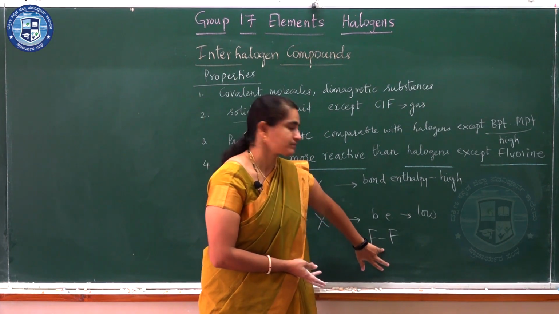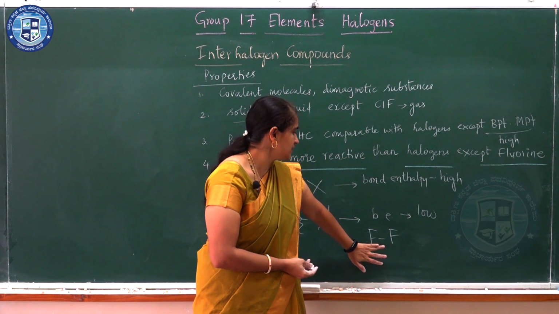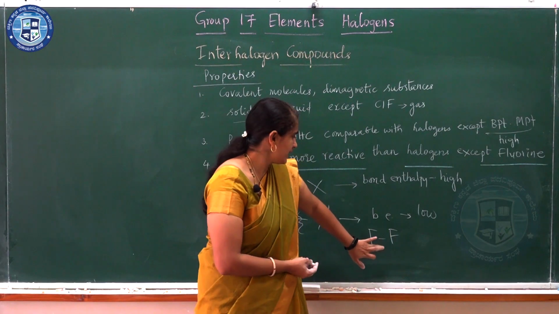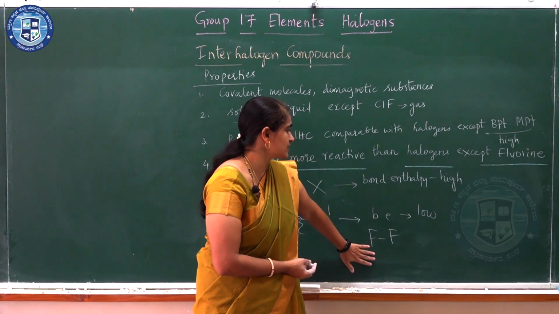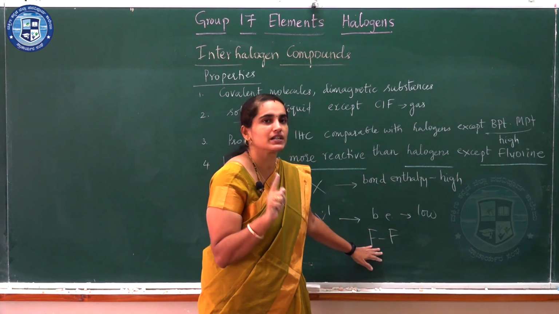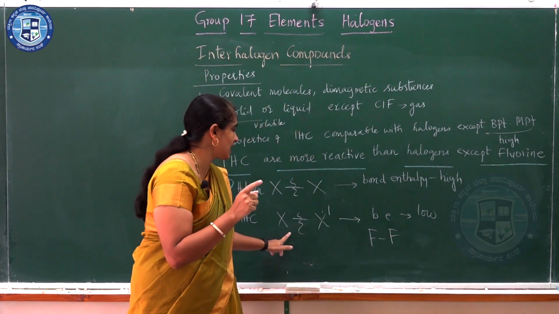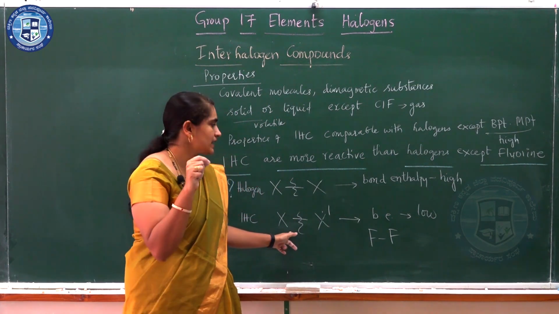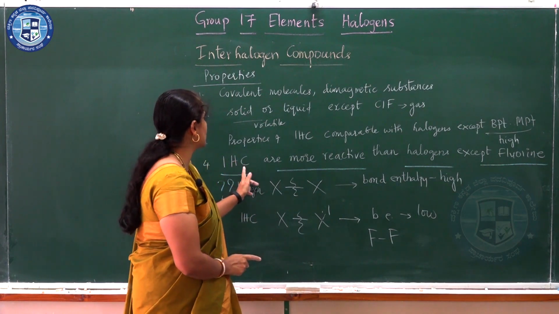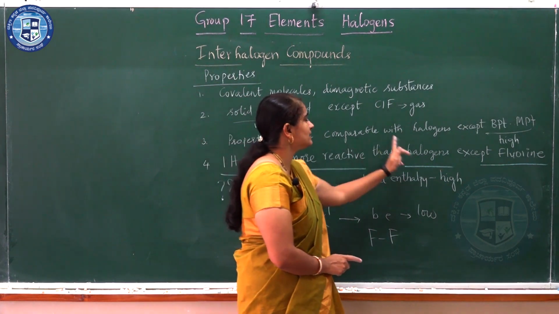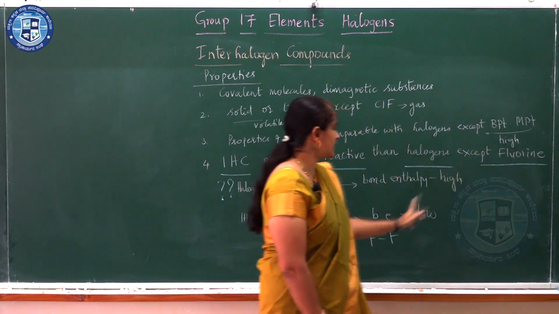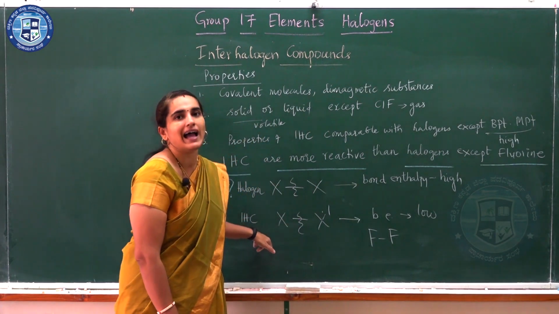That I have also told, that is mainly due to the electronic repulsion of the lone pair of electrons. Hence, in comparison with the bond dissociation enthalpy of other halogens, fluorine has the least one, and hence fluorine is more reactive. Next come interhalogen compounds with a slightly higher bond dissociation enthalpy in comparison with halogens, and hence interhalogen compounds are more reactive than halogens except fluorine. So fluorine is most reactive, next interhalogen compounds, and next halogens.